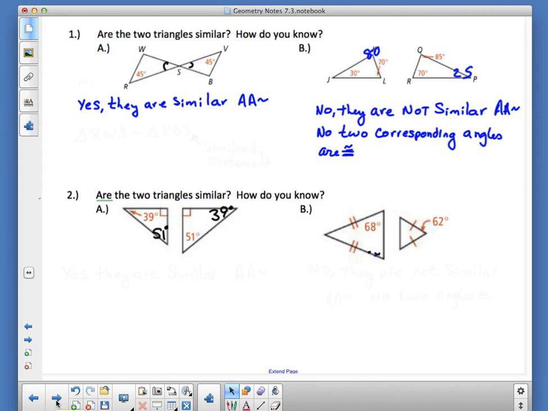Are you okay that those two missing angles were 51 and 39? Pretty sweet that, hey, it works out. So I've got all three angles, and I got it done. Angle-angle similarity. Now your turn. B, go for it.